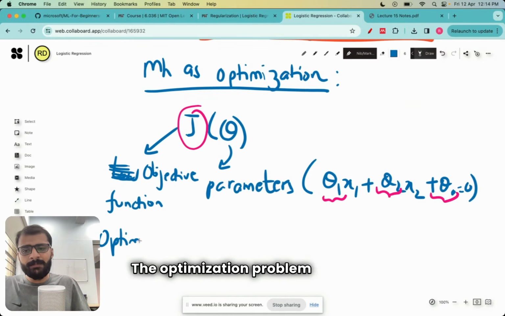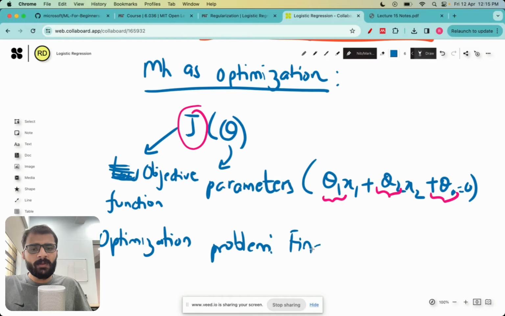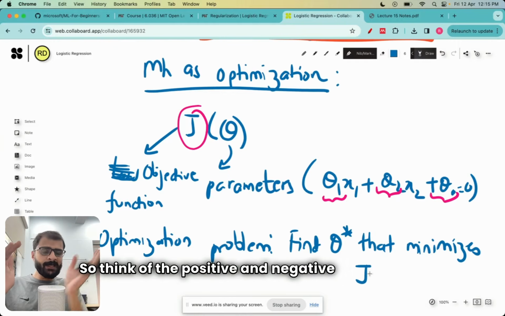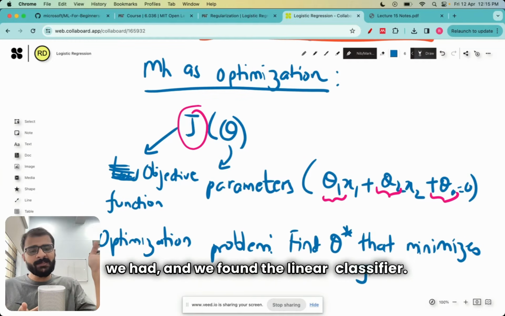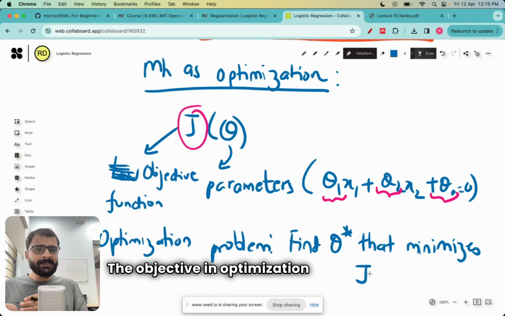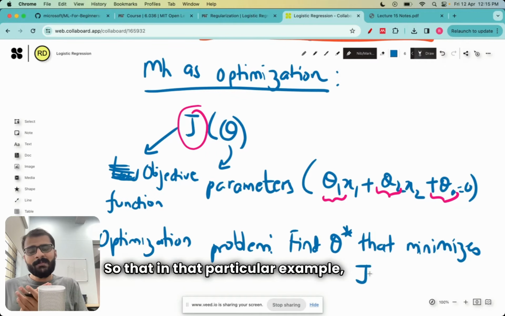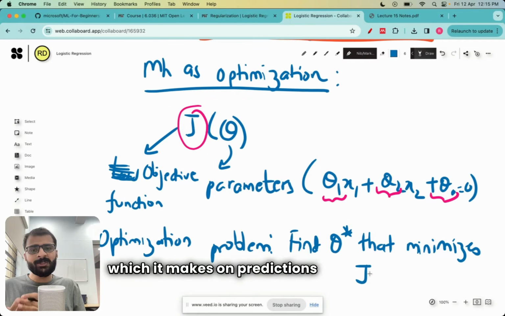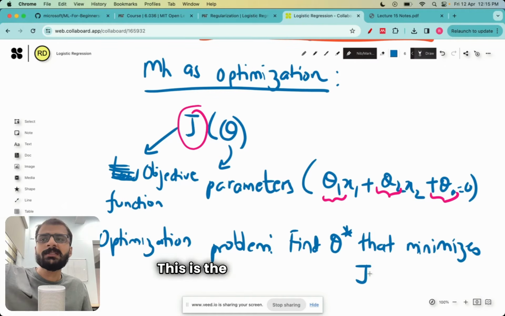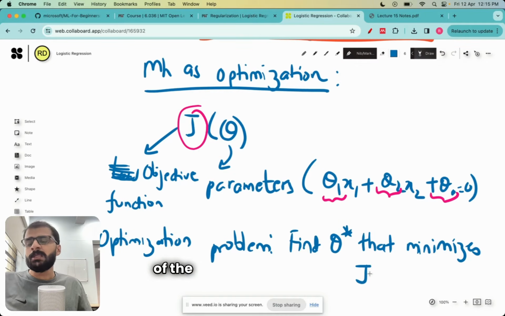The optimization problem is to find theta star that minimizes J. So think of the positive and negative points which we had and we found the linear classifier. The objective in optimization is to find the theta 1, theta 2 and theta naught, so that in that particular example the loss which it makes on predictions is reduced. This is the simple definition of the optimization problem.